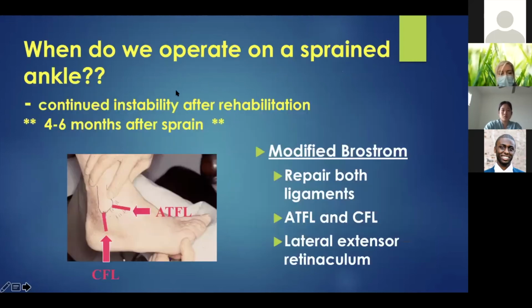And so when do we operate on a sprained ankle? When people have continued instability after early weight bearing and early rehab, usually we wait 4 to 6 months. The treatment for this is called a modified Broström, and all that means is we tighten and repair the ATFL ligaments, and the modified part of it is we add the lateral extensor retinaculum.